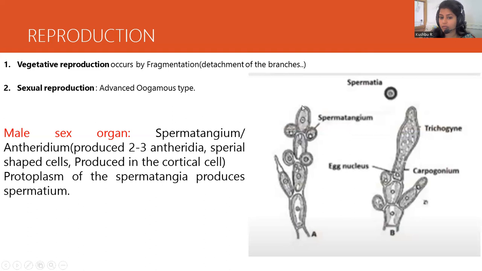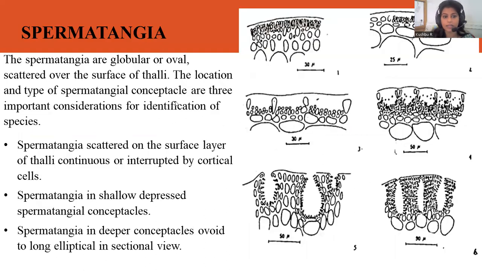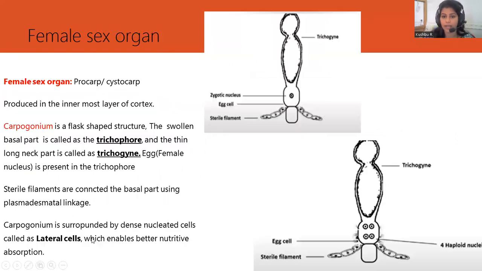Here, the rupture of the spermatangium will produce spermatia, which have the capability to go and fertilize the female gametophyte, that is the trichogyne. I'll come to that. Spermatangia are globular, oval-shaped structures distributed throughout the thalli. They are held by the spermatangial conceptacles. Conceptacles are like stalks that hold the spermatangium. So these are called spermatangial conceptacles, which are seen in the three regions of your thalli.